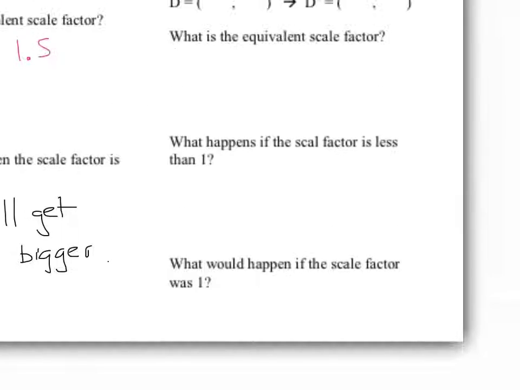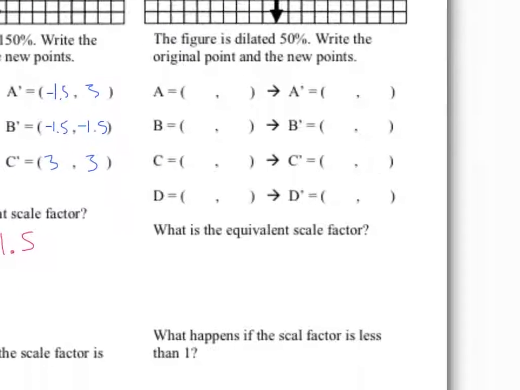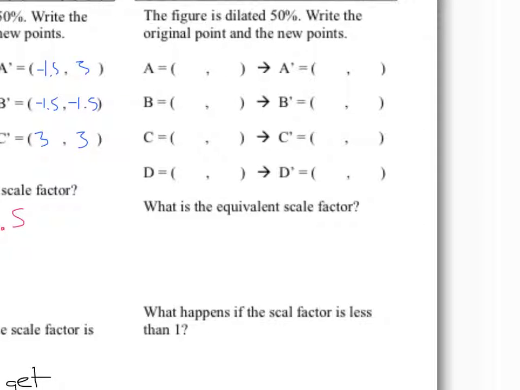So we should be able to make a guess about this next problem where we see the dilation is 50%. We're going to dilate it to 50% of the original. Our dilation, our equivalent scale factor for 50% is what? Blanca? 0.5. Yeah, 0.5. And so we're going to be multiplying by something that is less than 1. What should we expect to happen to our shape?